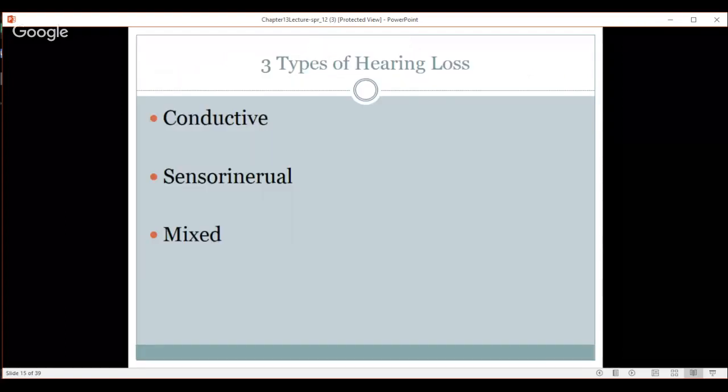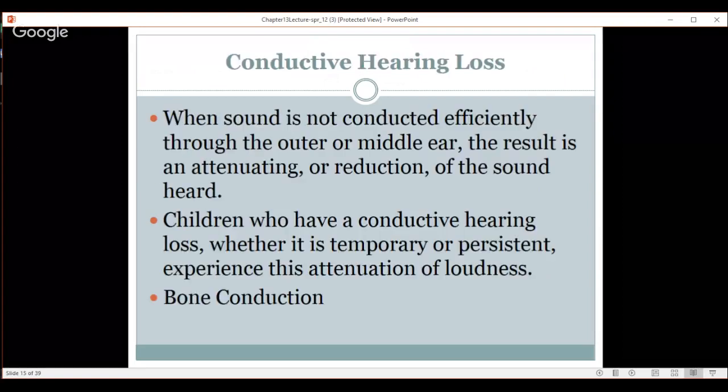Then looking at the three types of hearing loss: conductive, sensory neural, and mixed. We'll look at those one at a time. A conductive hearing loss is when sound is not conducted efficiently through the outer or middle ear. The result is an attenuating or reduction of the sound that's heard. Children who have a conductive hearing loss, whether it's temporary or persistent, experience this attenuation of loudness.